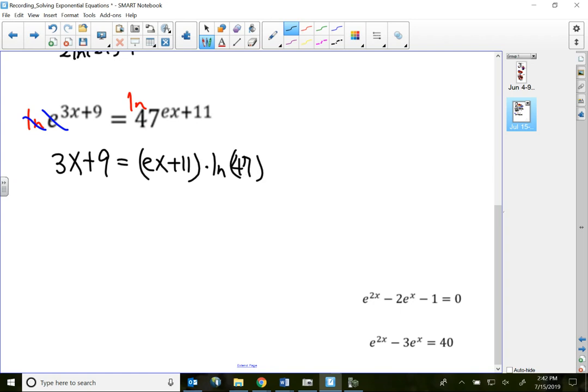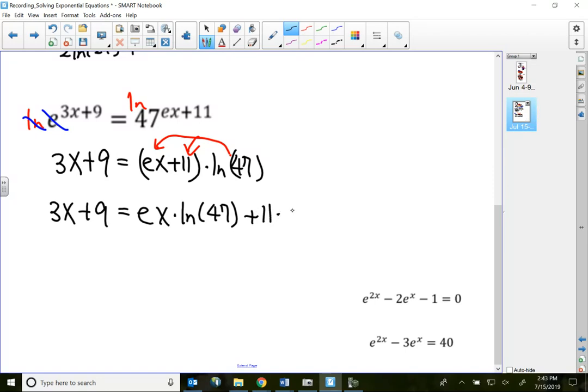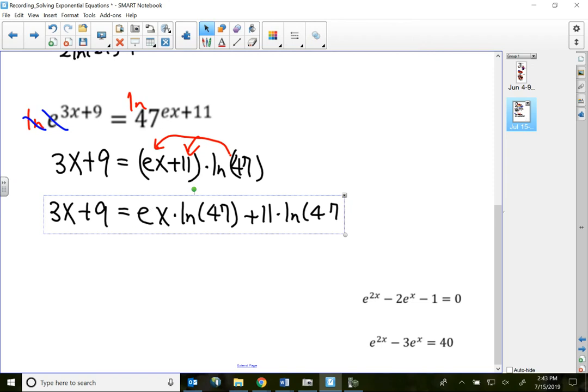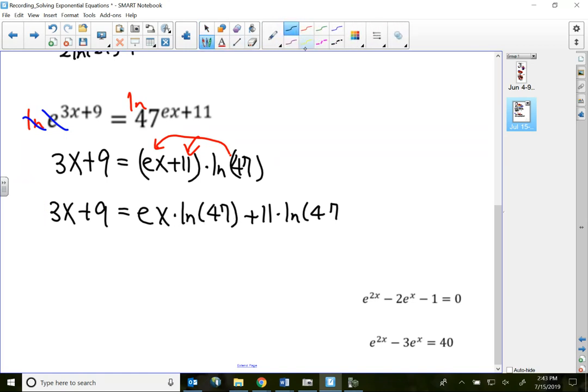Again, distribute here to bring the variable term to the outside. So that's 3x plus 9 equals e times x times natural log of 47 plus 11 times natural log of 47. Don't let this e x throw you off. e is just going to be 2 point something, an irrational number. So we're treating it like a coefficient in front of the x, just like the natural log of 47.